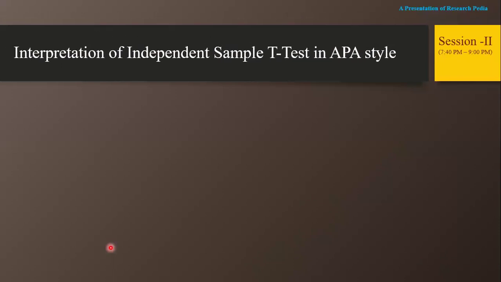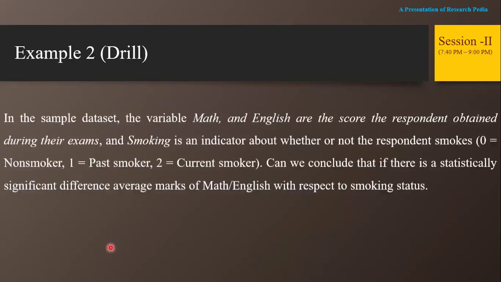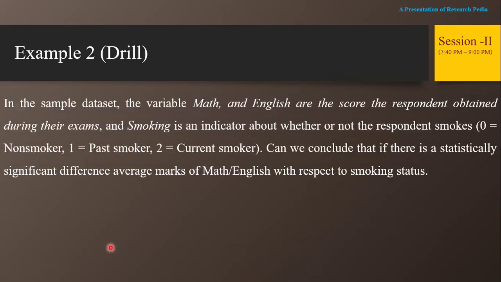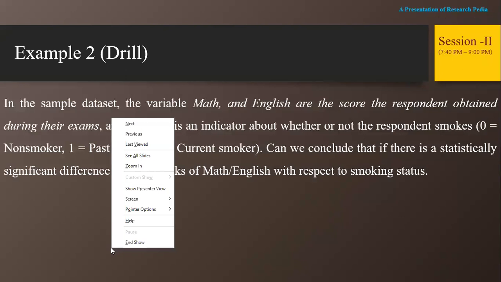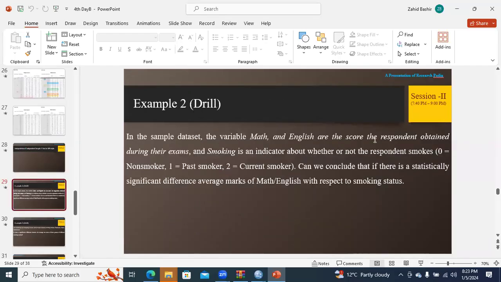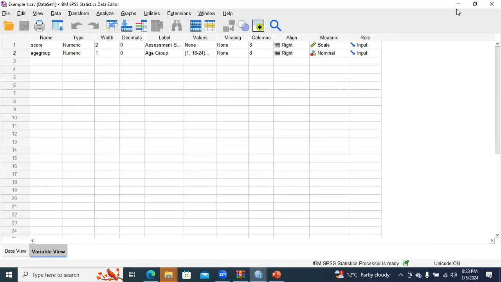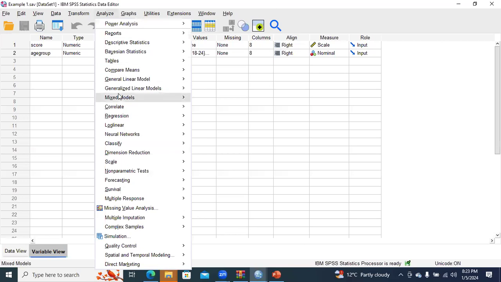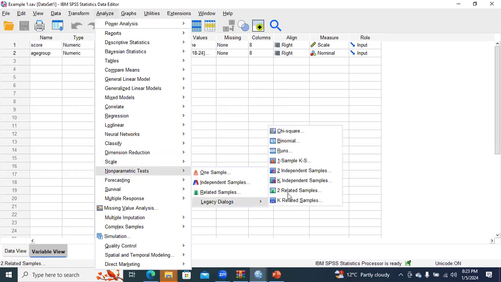How would you interpret the sample t-test in APA style? In the same way that I have done previously. Before doing the example 2 drill, I would personally like to use the data set. This is the data set I have used here. I just need to know the normality of the data.